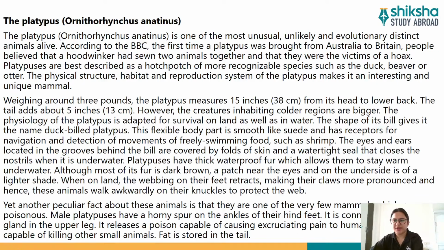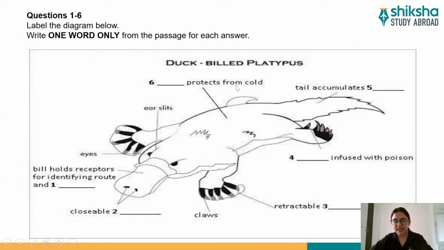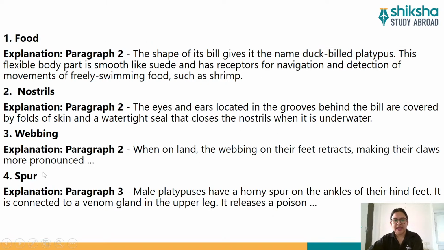All right, coming to the next kind of diagram. Here is a second passage, or text, which I have listed out as a sample passage. The title of this is "The Platypus", and then there is a diagram related to the duck-billed platypus. Now, label the diagram, writing one word only. So we know the instructions say we have to use just one word. Again, there are 6 blanks, 1 to 6, and I have listed down 4 answers for you.